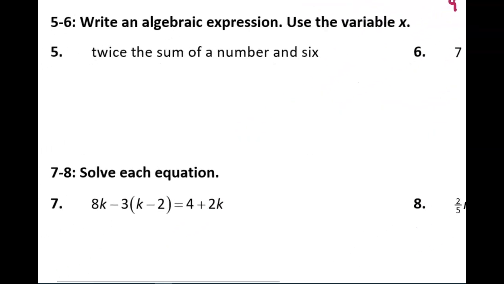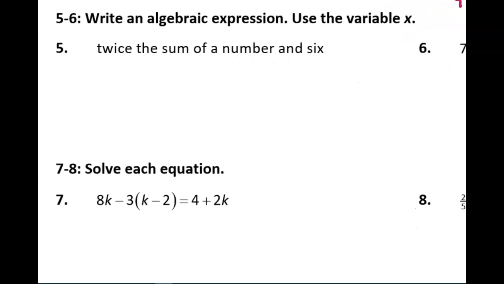Right, in number 5, we're asked to write an algebraic expression using the variable x to represent the number described. So twice the sum of a number and 6. So that means we're going to take twice of the result of the sum. So the sum of a number and 6 is that number plus 6. Now if we're going to multiply it, we have to multiply the entire sum, which means we need parentheses to indicate that that sum needs to happen first before multiplying by 2.